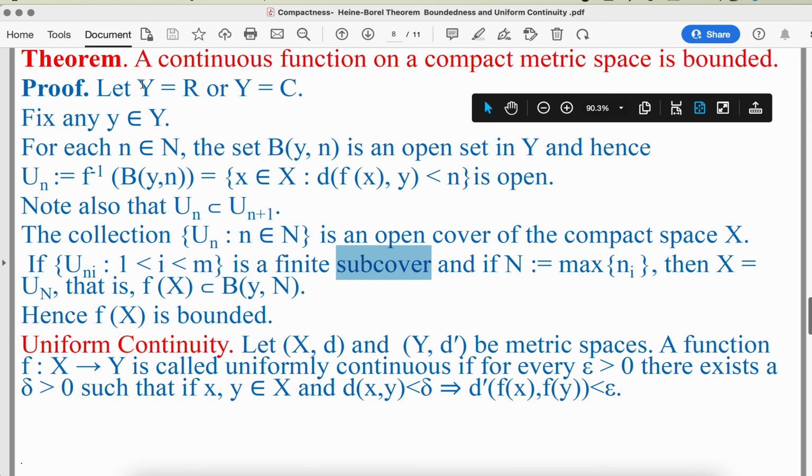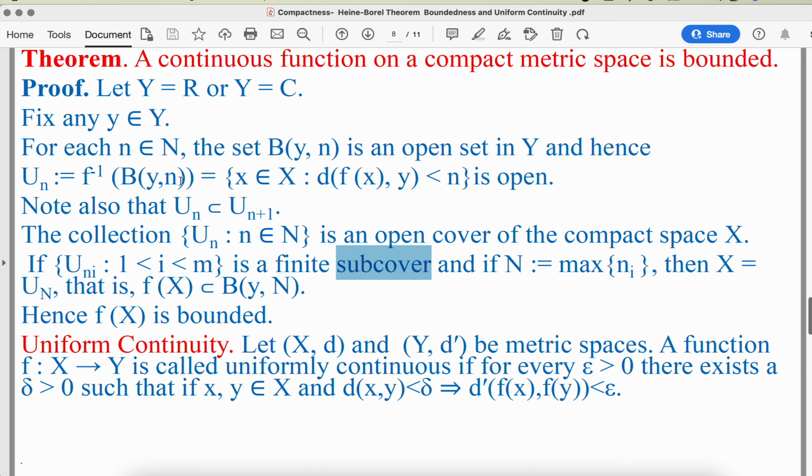Suppose Y is equal to the set of real numbers or the set of complex numbers. If y belongs to capital Y, then for each n belonging to N, the set B(y, n), which is a ball centered at y and radius n, is an open set in Y. Hence Un equal to f inverse of B(y, n), which is nothing but x belonging to X such that the distance of f(x) from y is less than n, is open.